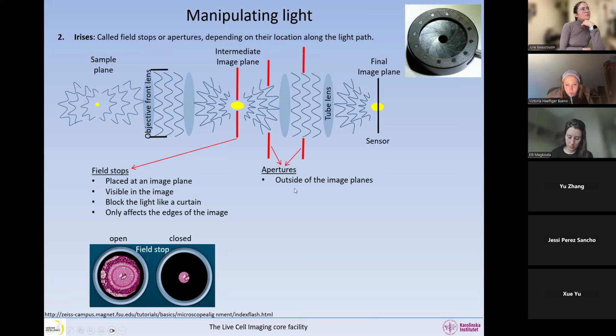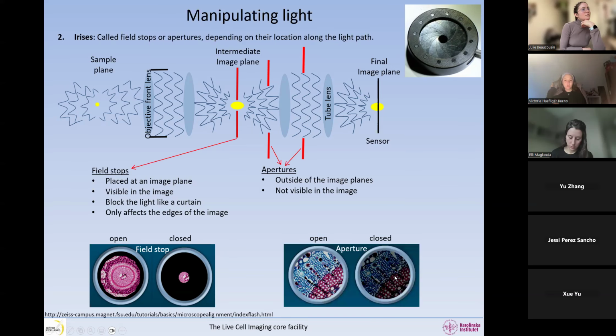Then it's called an aperture, which is just a different name for it. So an aperture is outside of the image plane, and it's not visible in the image when you close it, because we don't have an image here, right? We only have image at image planes. So when we close this, we do not see the edges like this, but it does affect the whole image, as you can see here.